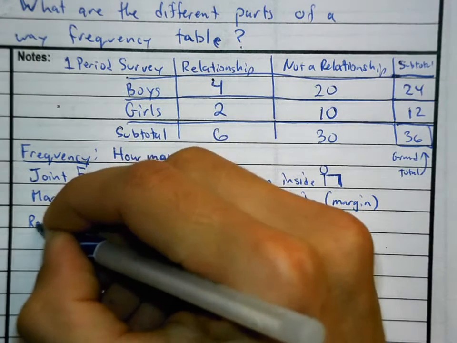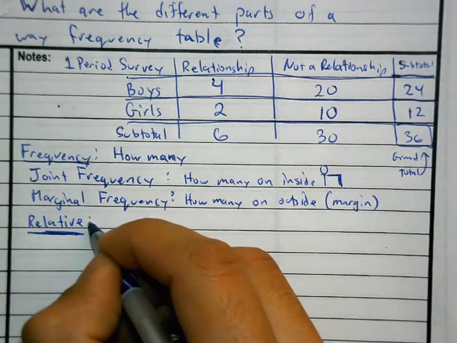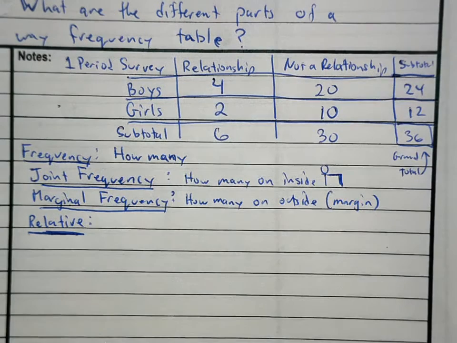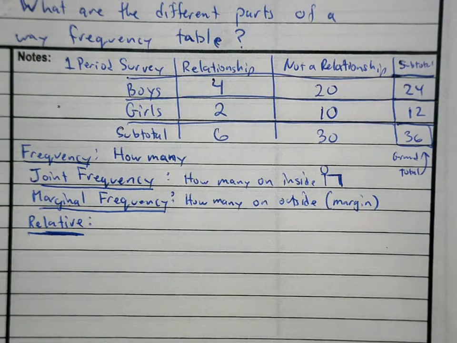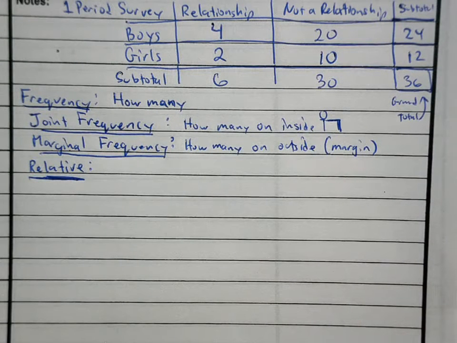relative. Joint frequency, marginal frequency, now relative. When you see the word relative, it is just like, I hate to tell you this, when you grow up someday and you go off to college, you're out of the house, and you come back, your relatives do stuff to you all the time. They start saying, when are you going to get married? Or if you're married, when are you going to have kids? That's what relatives do.